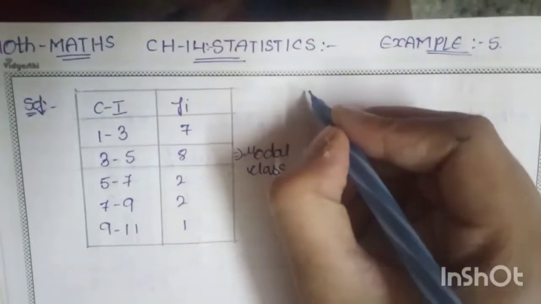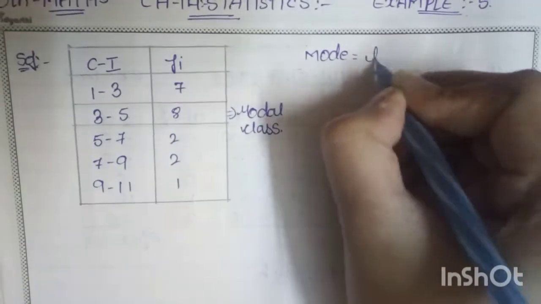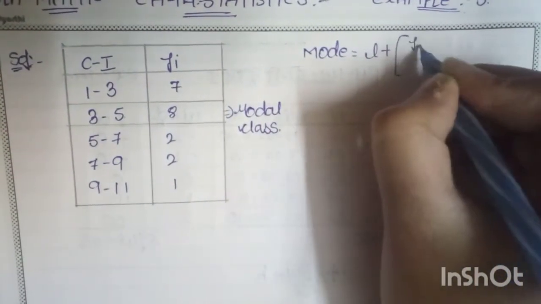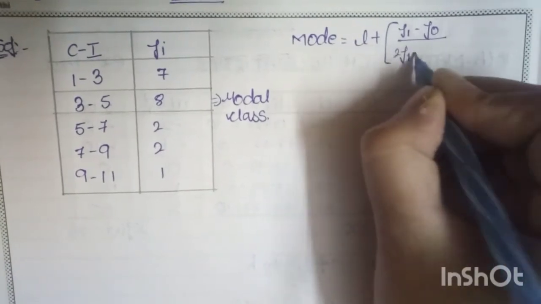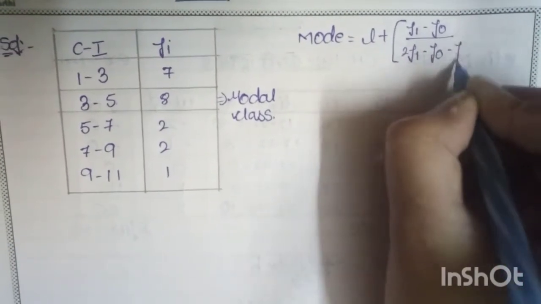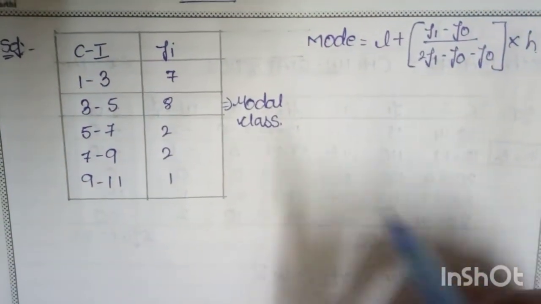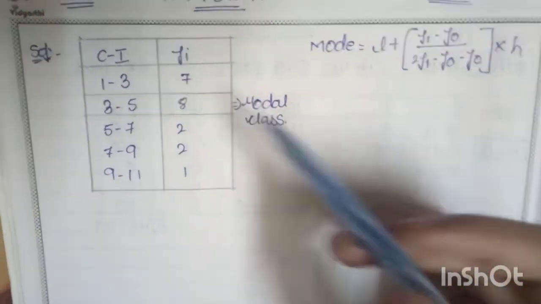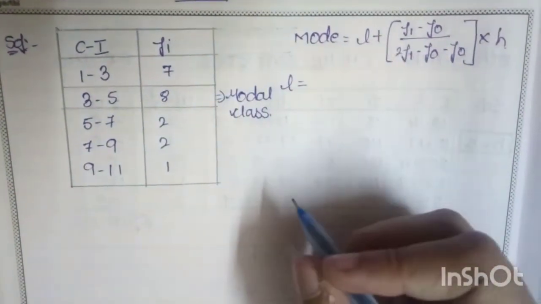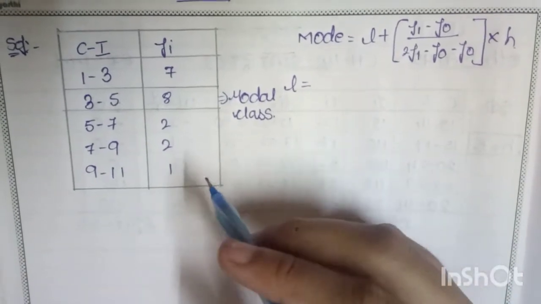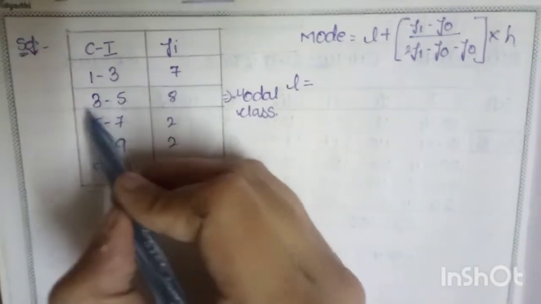Now the formula for mode is L plus (f1 minus f0) by (2f1 minus f0 minus f2) into h. Now we have to find all the values of these terms from the given data. So what will be the L? L is the lower boundary of the modal class. The modal class we found is this, and the lower boundary is 3.